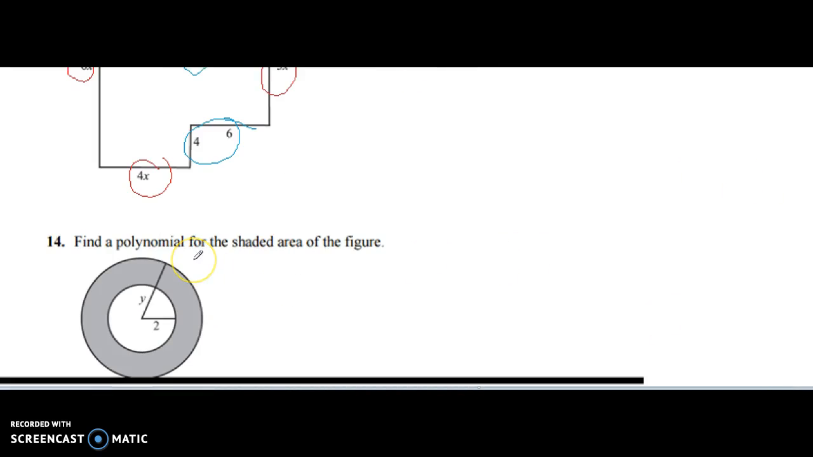So this one says to find the polynomial for the shaded area. So that means we need to find the area of the big circle and the area of the little circle and then subtract them. So area of a circle is pi times the radius squared.